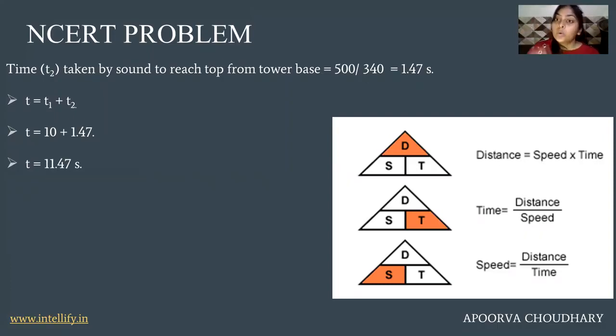So the total time taken for the sound to reach the thrower's ear would be T = T1 + T2, where T1 stands for the time taken by the stone to reach the ground, and T2 stands for the time taken by the sound to reach the thrower. That is 10 + 1.47 seconds. So my total time becomes 11.47 seconds.